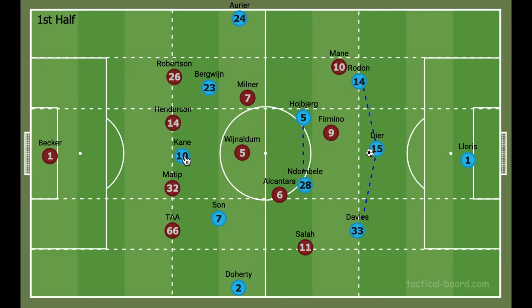Or in transition, Kane would also oftentimes be the one coming deeper to receive the ball between the lines or near the half spaces, with Son running on and advancing, or Bergwijn. But most of the time was Son. But that was in the transition phase, not so much in the offensive phase, although it did happen a little bit. But the main pattern was finding the half space or the wide areas.